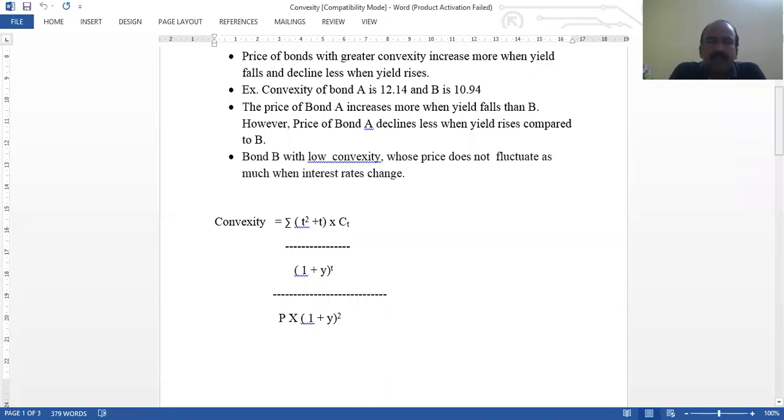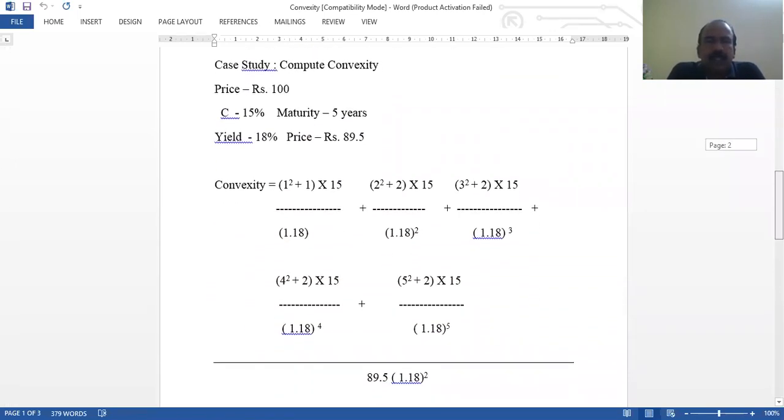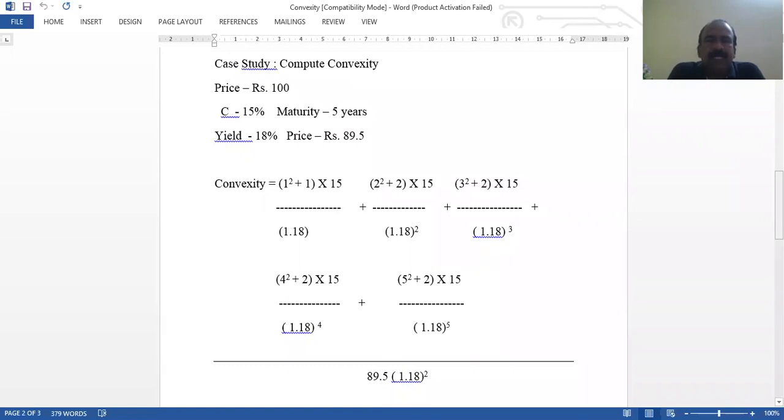Please come down. The case is given below. Price is 100, C is 15%, maturity is 5 years, yield is 18%. The yield is higher than the coupon rate, so the price will fall naturally, to 89.5. Okay. Now, how do we get that?